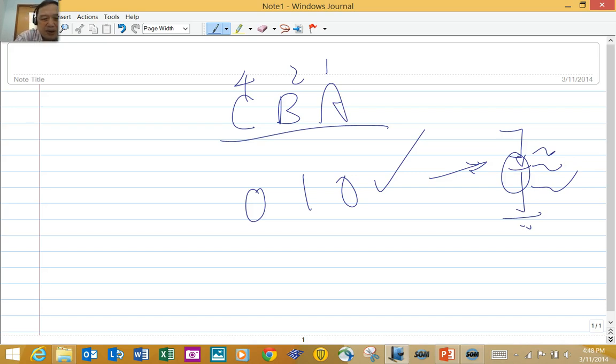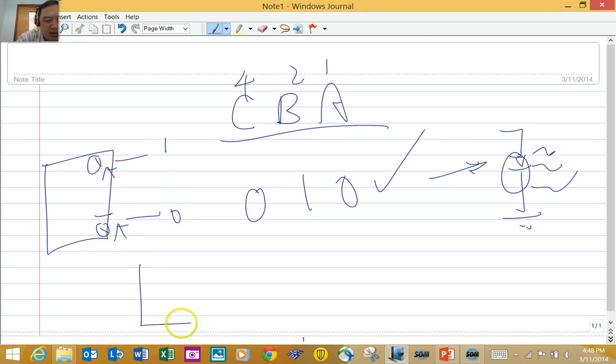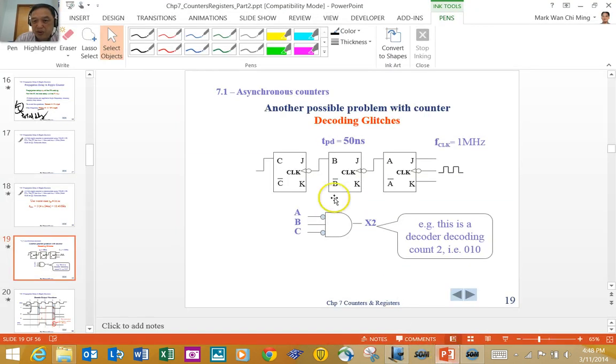Remember I told you, my friend, let's say this is QA and this is QA bar. If this is a 1, this has to be a 0. If this is a 0, this has to be a 1, because it is the inverting output. So what we do, let's go back to PowerPoint. You see, we put a bubble here, which means we want to connect the inverted signal.